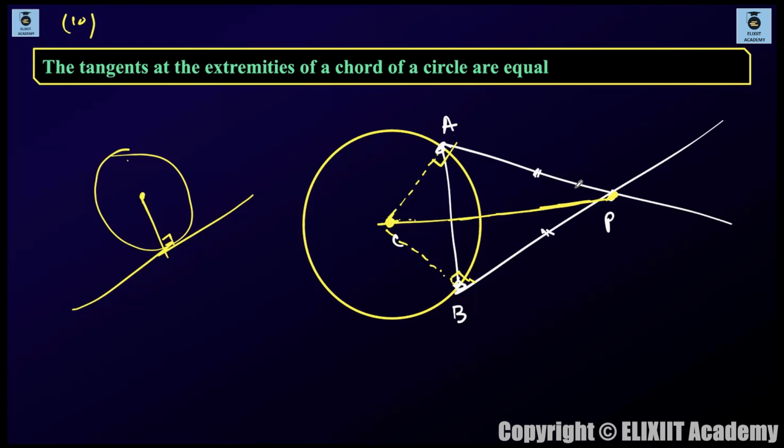If these two triangles are congruent triangles, this angle and this angle will be the same, and so will this angle and this angle. Are you getting my point? What I'm trying to say is we have proved that these two triangles are congruent triangles, so these two angles will be the same, and so will these two angles. Got it? Yes or no?